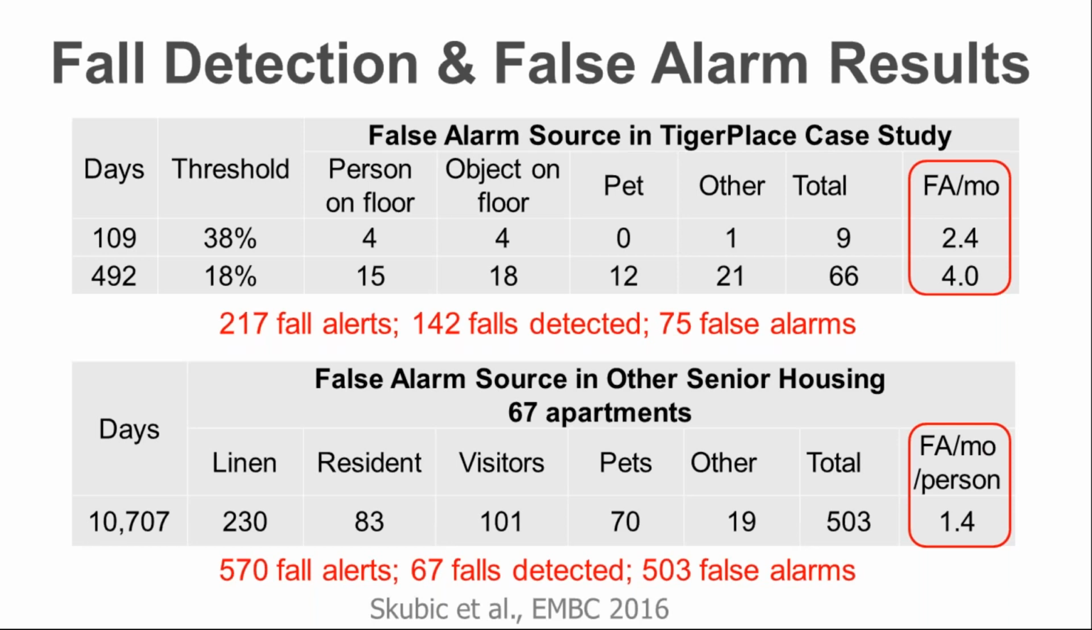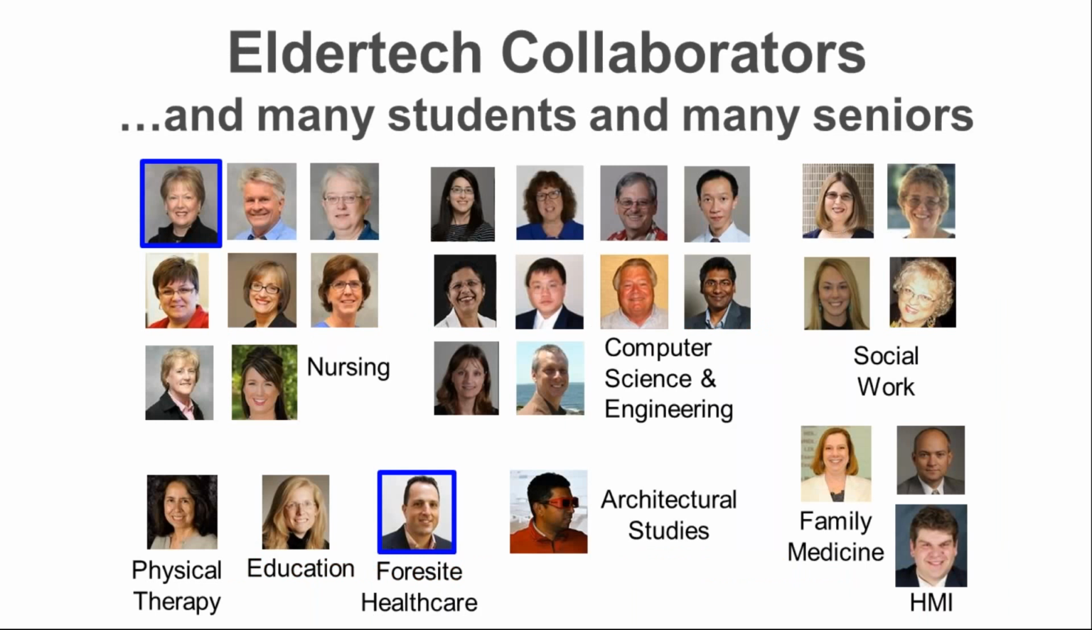One of the reasons for this large false alarm rate is because we're working in a community setting, so we don't know the structure of these homes as well. We don't know the setup as well as we do in Tiger Place, so we have a lot more variables to deal with. But you can see the number of days within these 67 residence apartments that we were monitoring was over 10,000, so a lot of days. This is our team. It takes a lot of different types of people to work with.